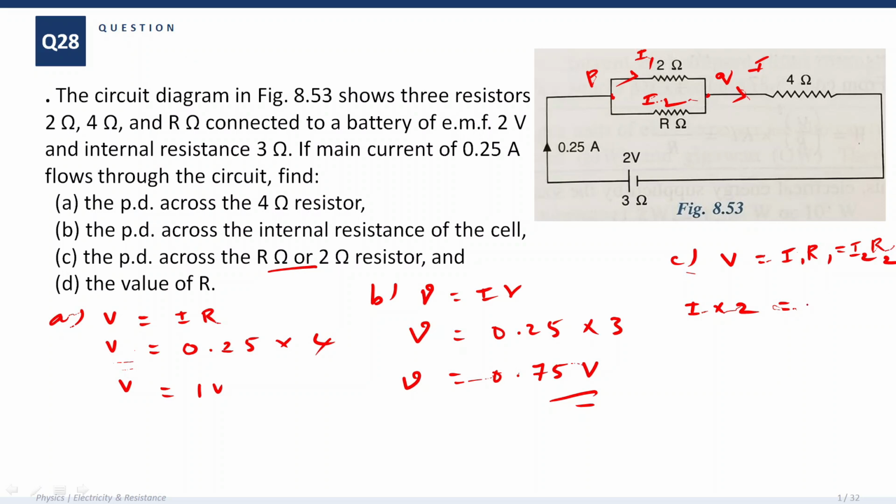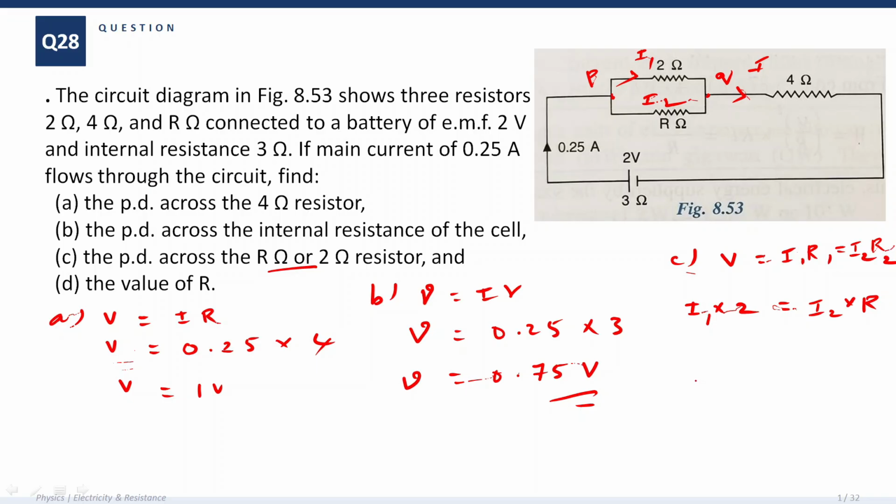Then I2 here, I1, I2, and this is capital R as it is. It is capital R. Okay. Then we do not solve it because there are three unknowns here.